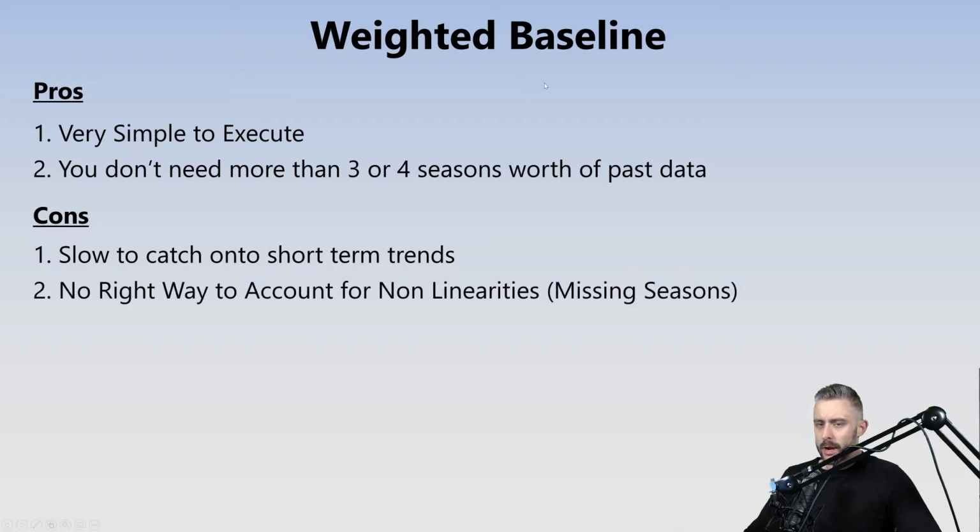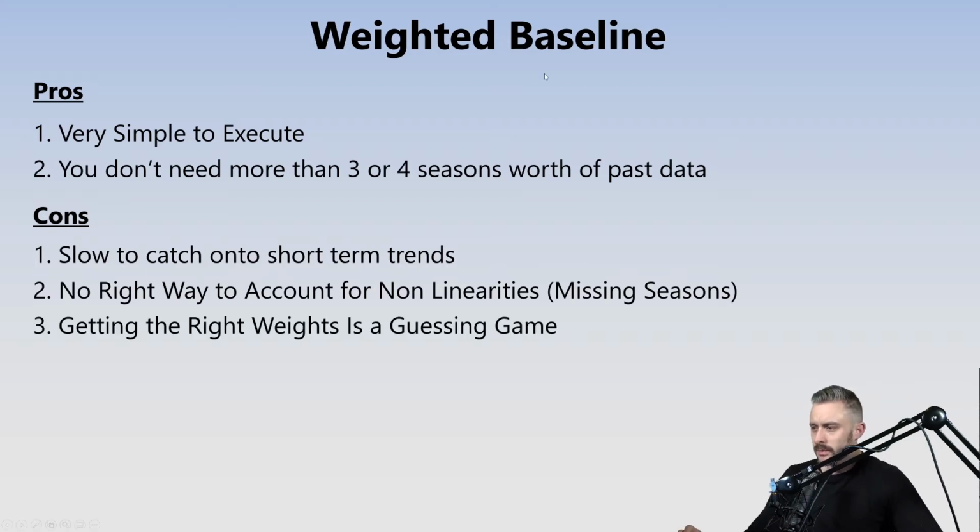There's no right way to account for nonlinearities. When I mean nonlinearities, say a player misses an entire season. So what are you going to do to fill in that gap of the season that he missed last year, or the year before that, right? How do you account for rookies who've only played 1 season? Do you use 100% of his first year, or do you use a synthesis of maybe his first year and maybe like the average trend of second-year players?